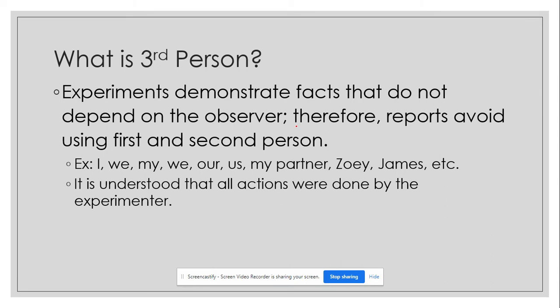Experiments demonstrate facts that do not depend on the observer. Therefore, the reports should avoid using first or second person. You shouldn't use the words I, we, my, our, us, my partner, Zoe, James, etc. It's understood that all actions are done by the experimenter and their partner.